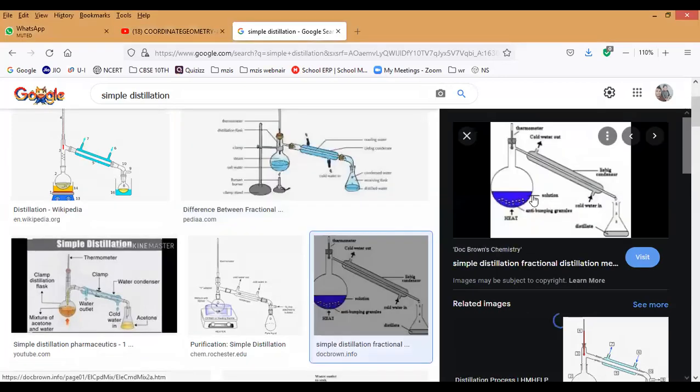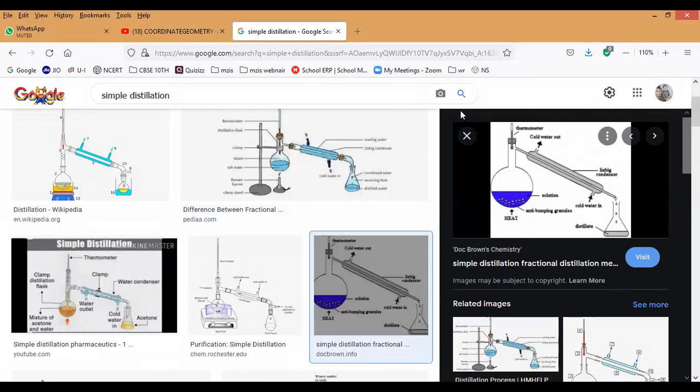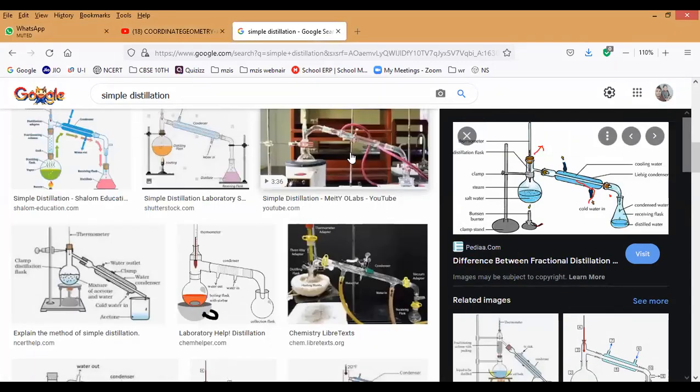Which gas will pass through the inner tube? The inner tube comes directly, and only the water vapor or any other kind of vapor will pass through it. In the outside tube, cold water will go in like this and leave like this. Is it okay, guys? So this is the distillation setup.